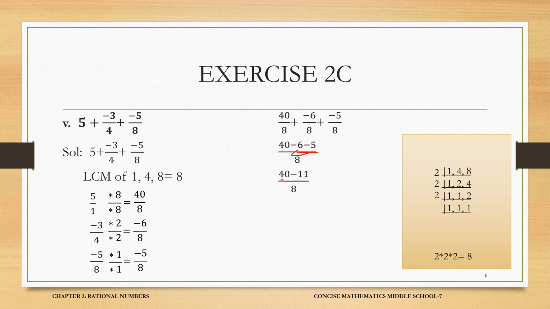One is having positive sign, other is having negative sign. Put the bigger number's sign. That means 40 is the bigger number when compared to 11. So what sign does this 40 have? Plus sign. So just put a plus sign and subtract it. It becomes 29 by 8. I hope you understood this video.